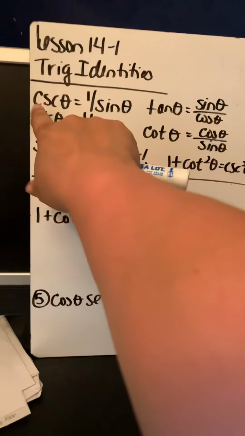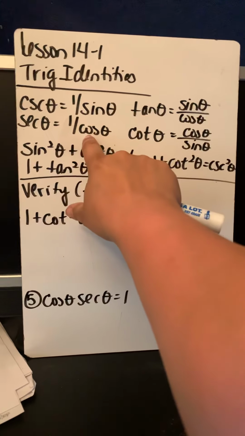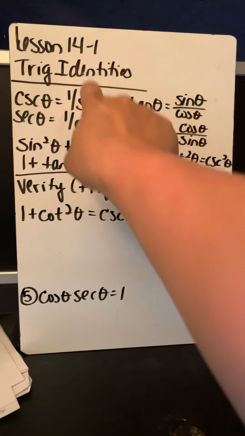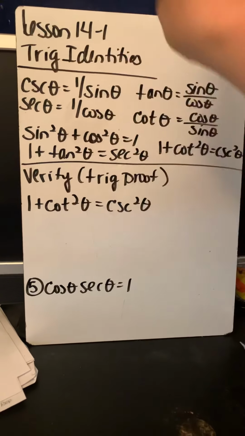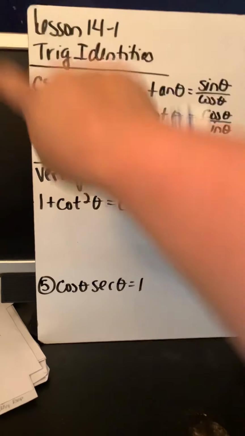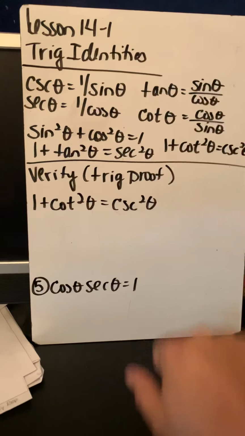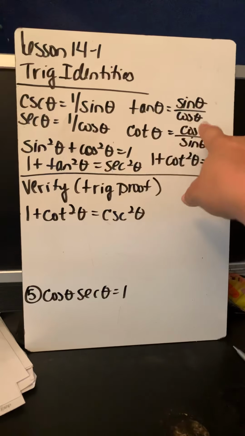before. Cosecant of theta is 1 over sine theta. Secant of theta is 1 over cosine theta. Vice versa. If I had 1 over sine, it would equal cosecant. 1 over cosine, it would equal secant. Same thing. Cosine is 1 over secant. Sine is 1 over cosecant. Tangent is sine over cosine. We saw that when we did exact values. Cotangent is cosine over sine.